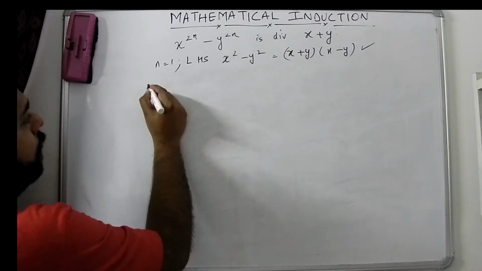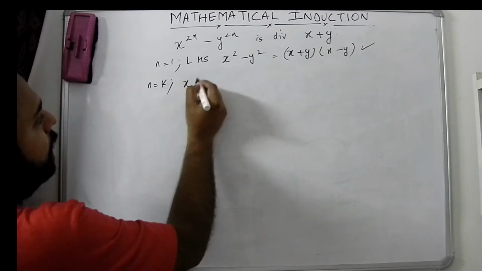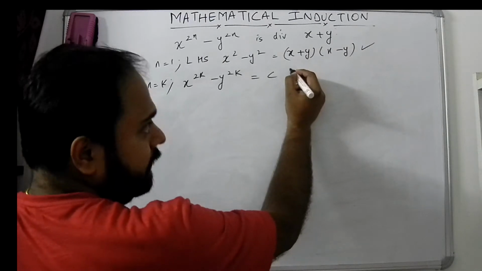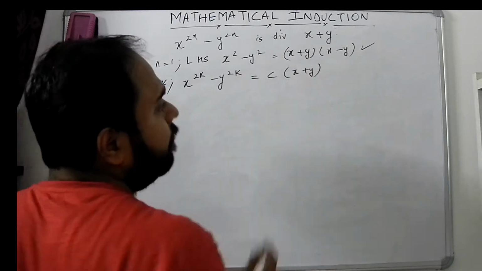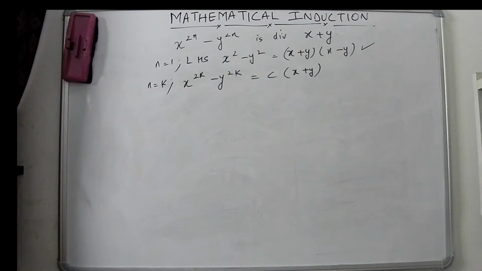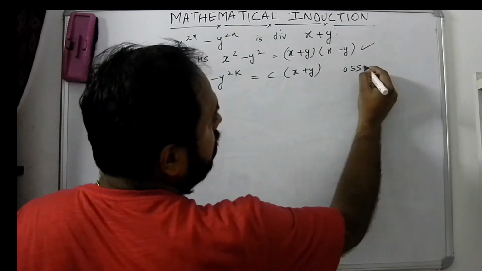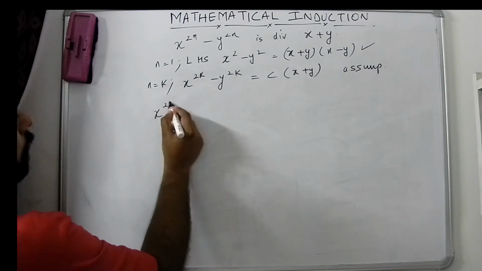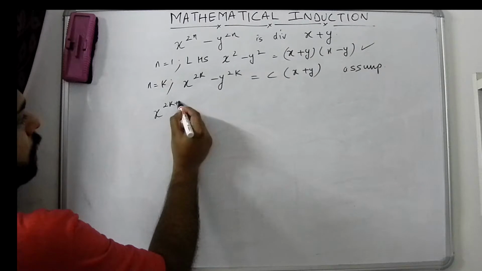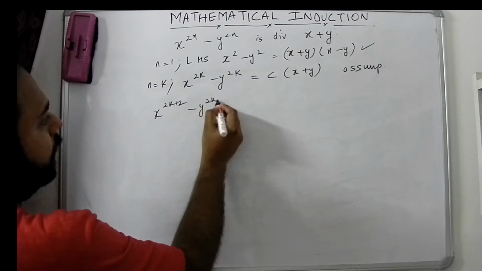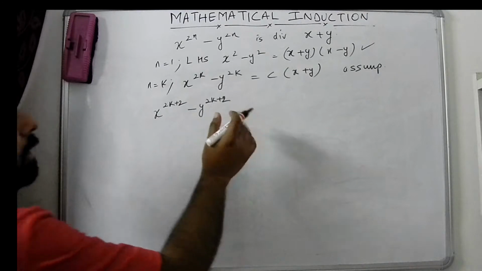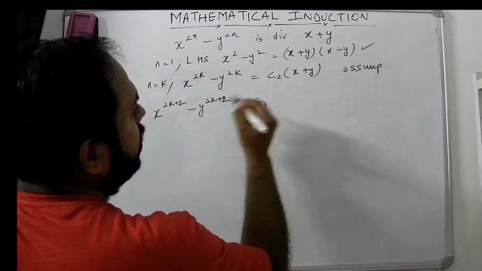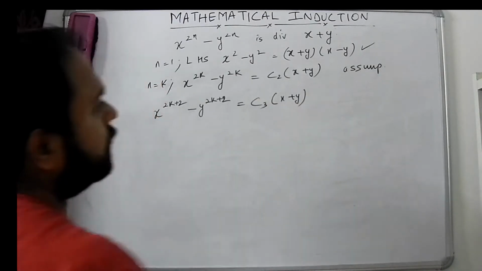Now let's assume for n is equal to k, let's assume that x to the power 2k minus y to the power 2k is some multiple of c times x plus y, right? Let's assume this. This is assumption. Now what I need to prove is that x to the power 2k plus 2 minus y to the power 2k plus 2, that is I am replacing k plus 1, is some multiple, this is c2, this is c3, of x plus y, right? This is something that I need to prove.